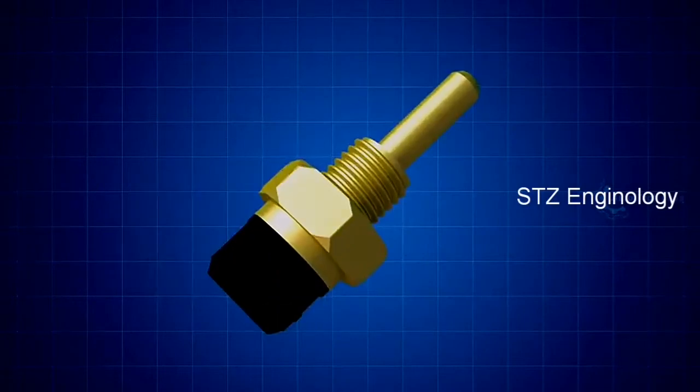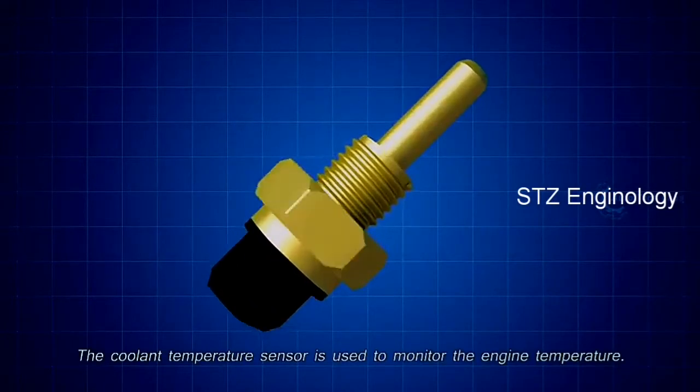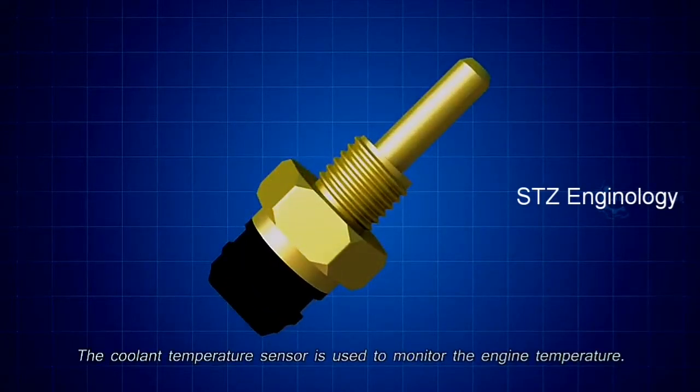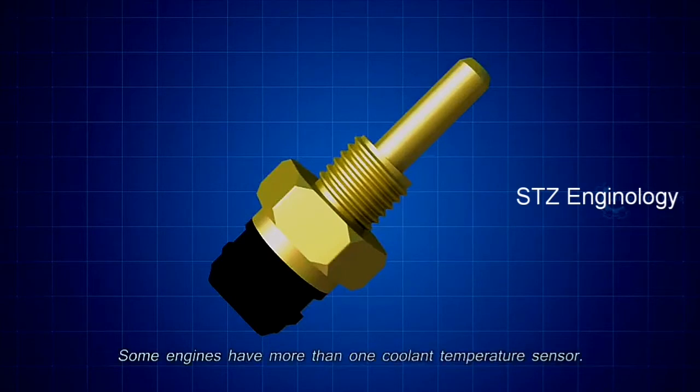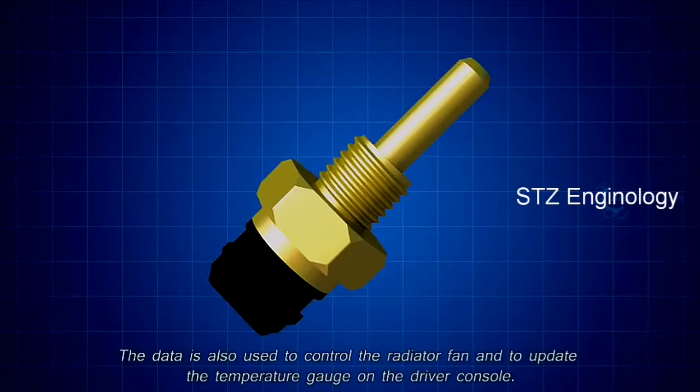Next, the coolant temperature sensor. The coolant temperature sensor is used to monitor the engine temperature. The ECU will use this data to manage fuel injection and ignition time. Some engines have more than one coolant temperature sensor. The data is also used to control the radiator fan and to update the temperature gauge on the driver console.